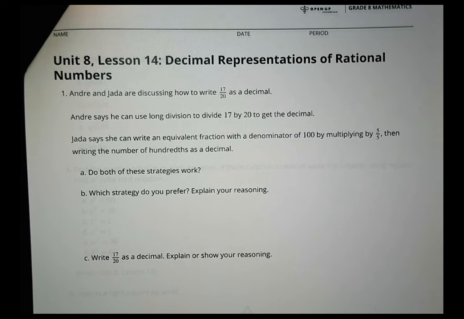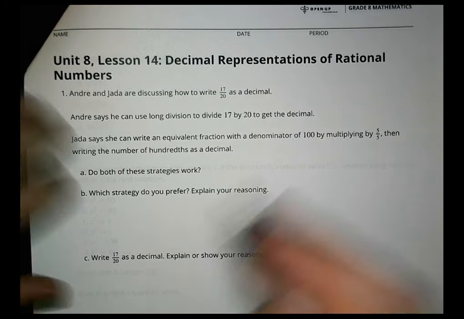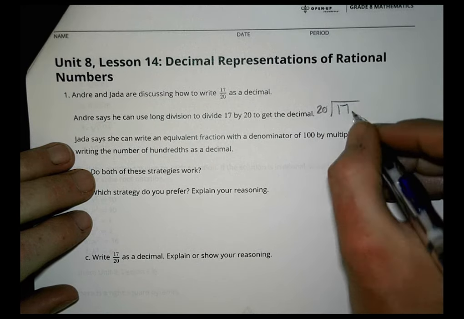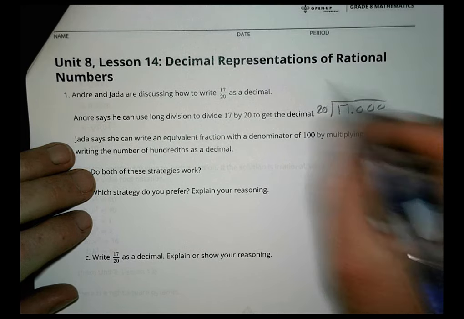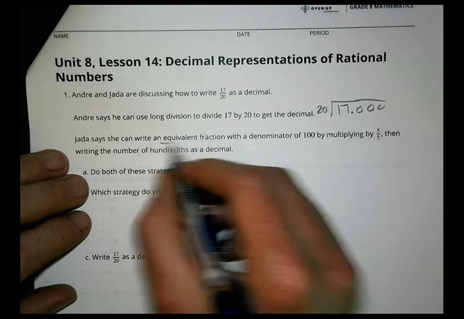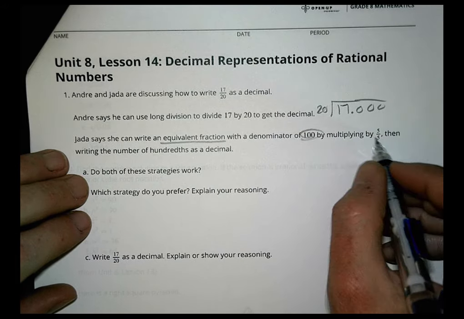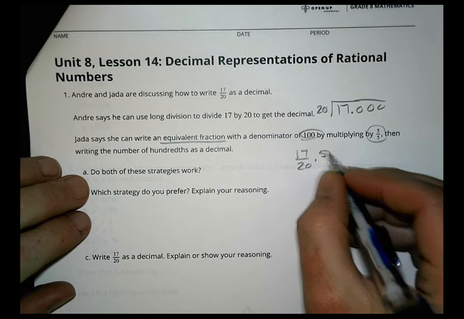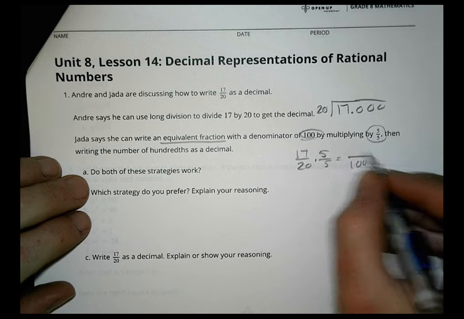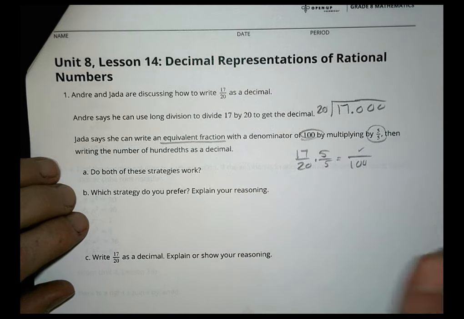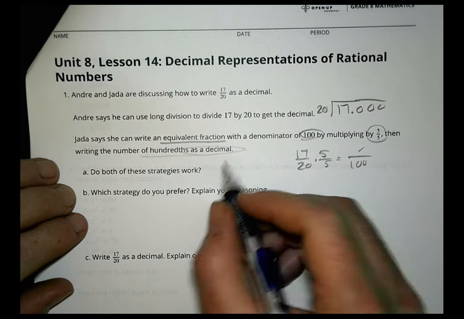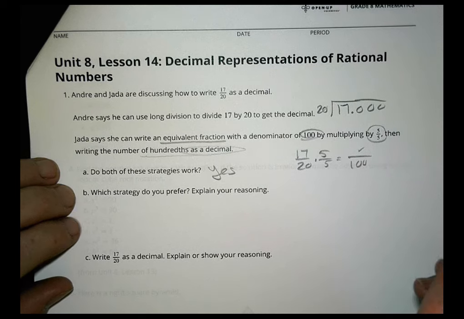All right, Andre and Jada are discussing how to write 17/20 as a decimal. Andre says he can use long division and divide 17 by 20 to get the decimal. True, he could. Jada says she can write an equivalent fraction with a denominator of 100 by multiplying by 5/5. So 17/20 times 5/5, and we get 100 on the bottom, and we figure out that's going to be there. Okay, and then rewrites the hundredths as a decimal. Do these strategies work? Yes, they both work just fine.